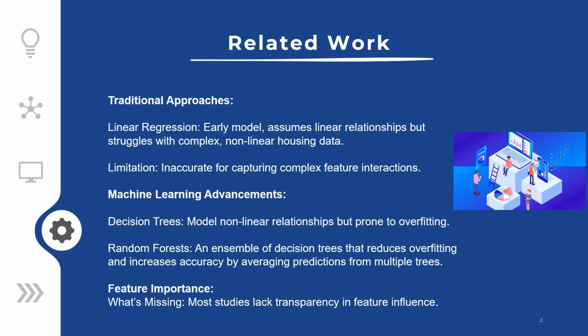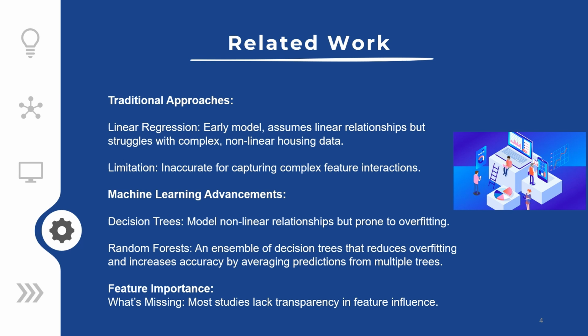Advancements in machine learning brought techniques like decision trees and random forests, which are better at handling complex patterns in data. Decision tree is a simple yet powerful model that splits data into subsets based on feature values, and it is easy to interpret and visualize, but it is also prone to overfitting. Whereas random forest is an ensemble method that combines multiple decision trees to improve performance.